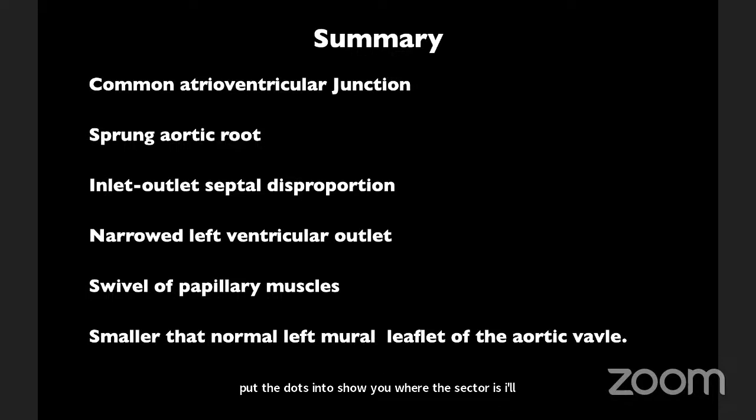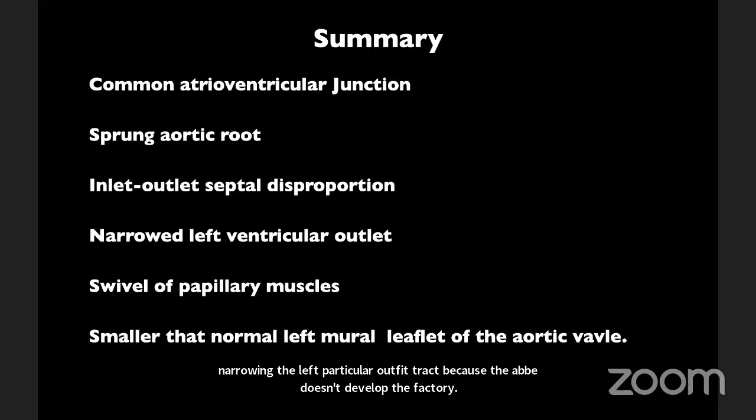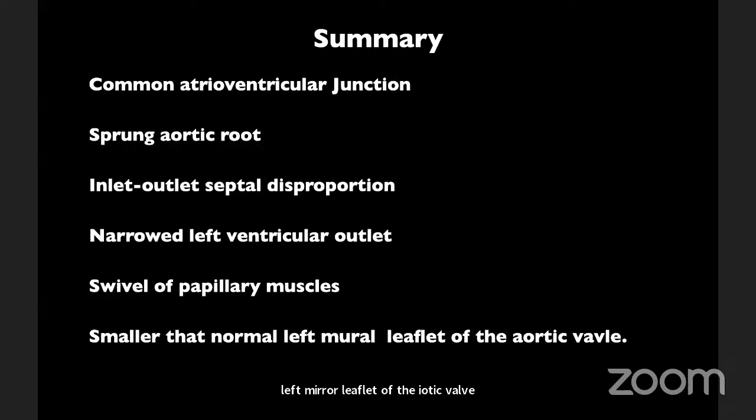And so in conclusion, we've talked about pathological echocardiographic correlations. We're seeing the common atrioventricular junction as a uniform feature of AV septal defects. The aortic root is sprung because the root cannot settle into its normal position, leading to inlet-outlet disproportion of the septum, narrowing the left ventricular outflow tract. Because the AV valve doesn't develop, the papillary muscles are swiveled, and the smaller than normal left mural leaflet of the left AV valve is also identified. Sorry for that little typo. So that's it, ladies and gentlemen, and I'm happy to try and answer questions for you if there are any.